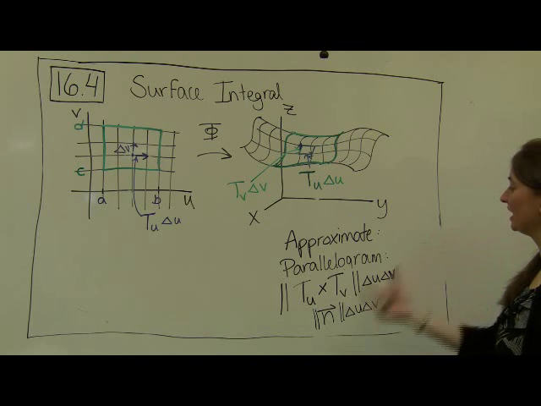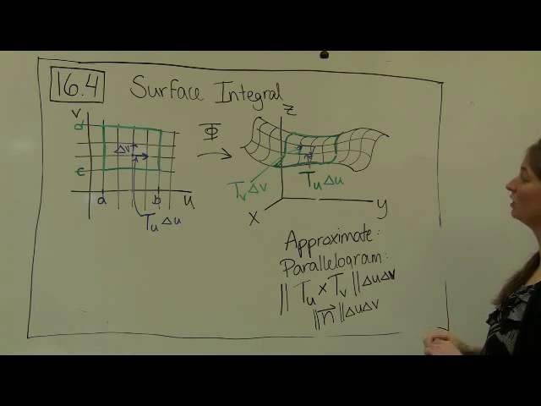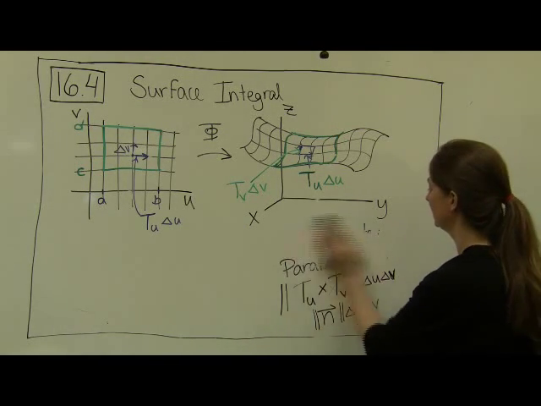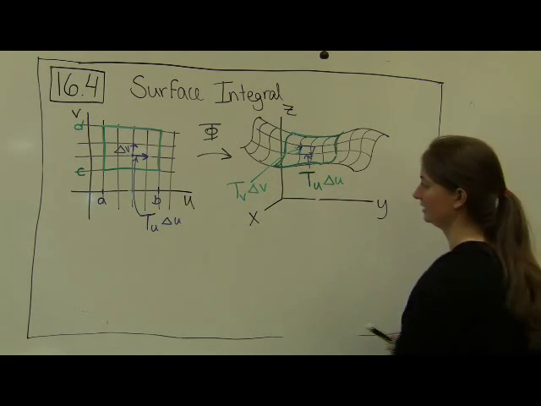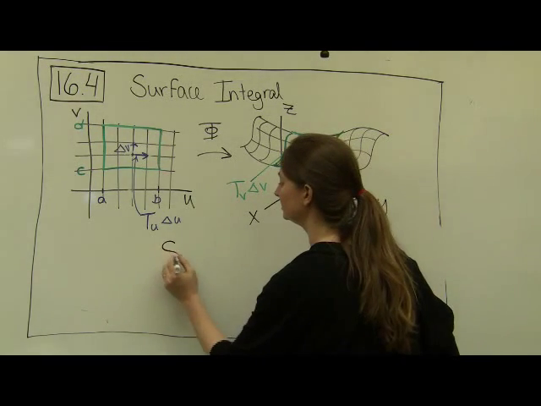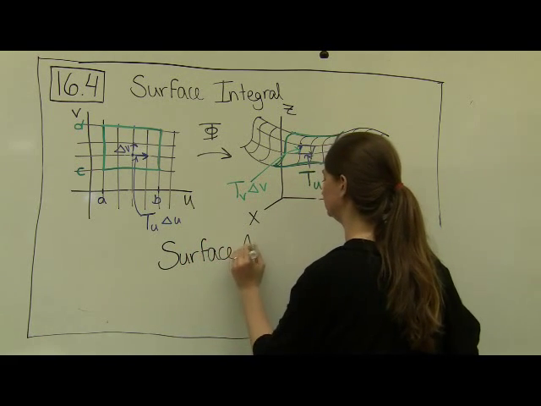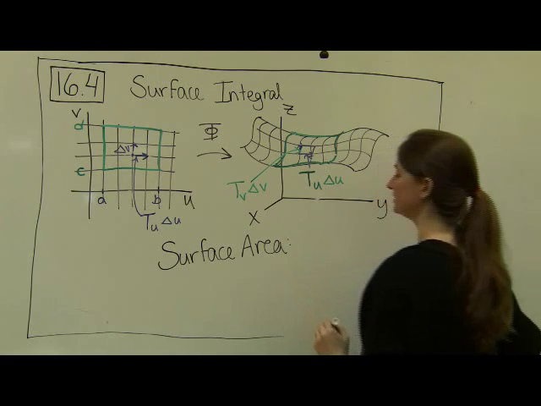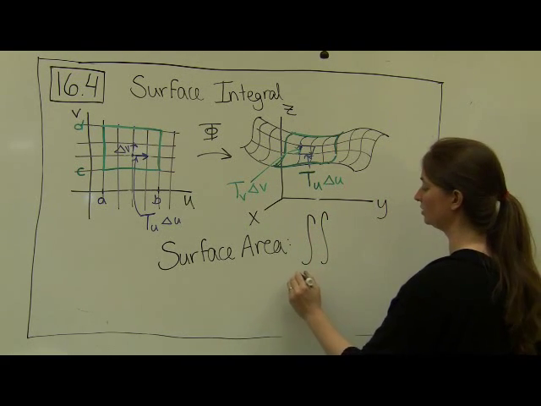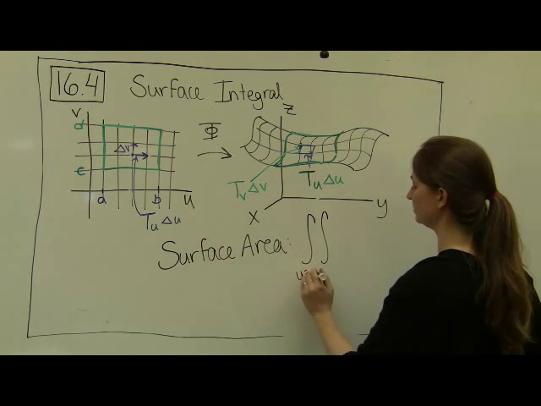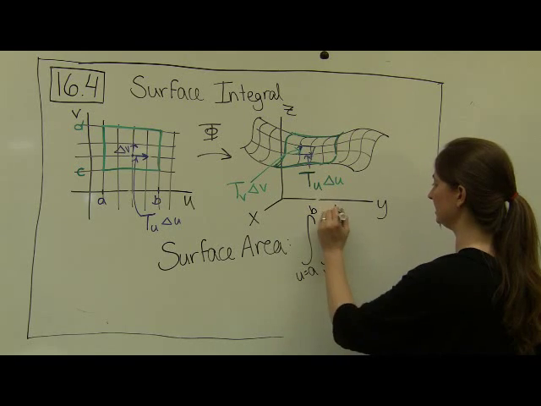But that's only the area for one of these little parallelograms, and we want to sum them up over all of the parallelograms, right? And so this is where we get up to our integration formula. That for our surface area is going to be given by a double integral, and our U's are going to go from, what did we say, A to B, and our V's are going to go from C to D.